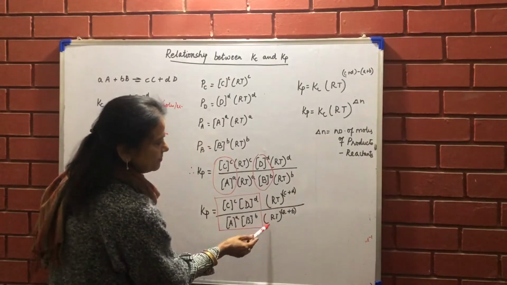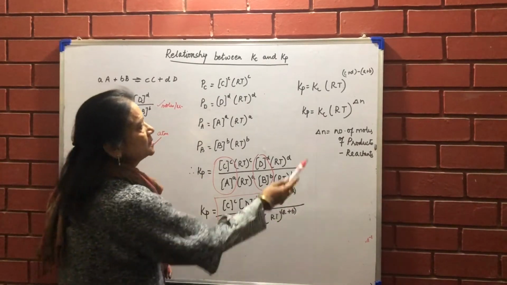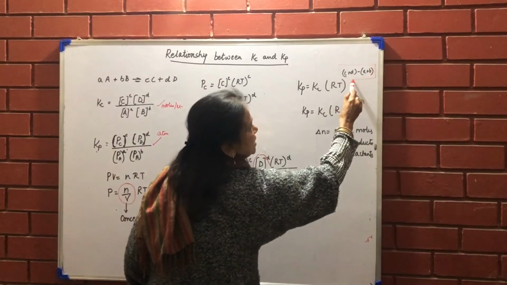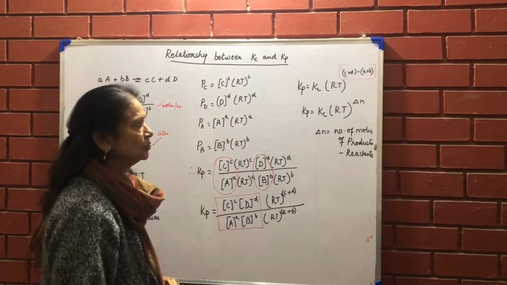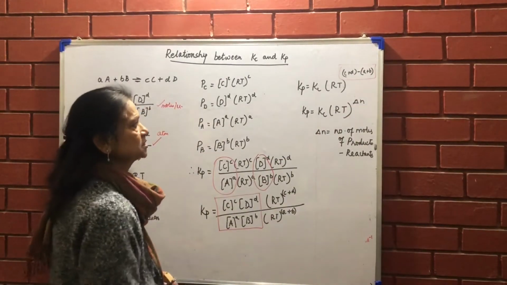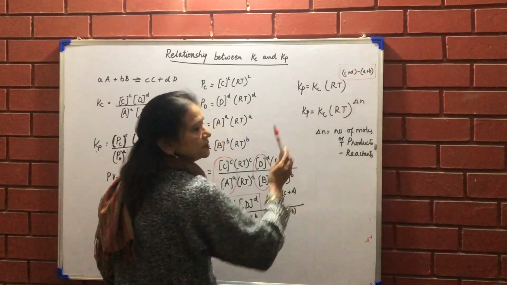Commonly I have taken them and taken this above, so minus a plus b. So Kp is equal to Kc (RT) to the power delta n. This is the change in number of moles. Delta n means change in number of moles. Now what is this change? This change is product minus reactant.